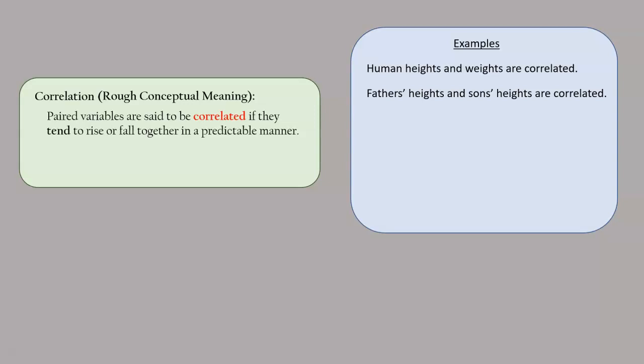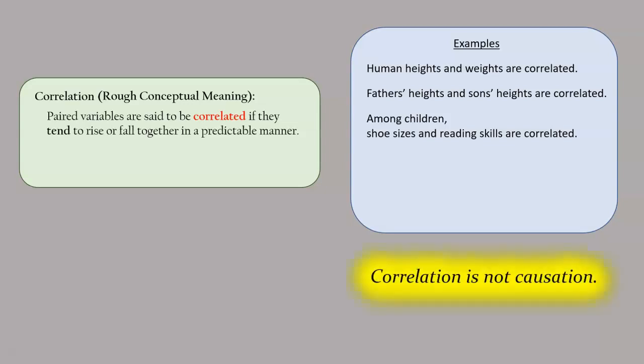Now let's consider another example. Among children, shoe size and reading skills are correlated. What? Does that mean that making children wear oversized shoes will help them read? Or might it mean that reading causes kids' feet to grow? Obviously not. These two variables are correlated because of a lurking third variable, age. As kids get older, they and their feet grow, and their reading skills steadily improve. The moral of the story here is that correlation is not causation.